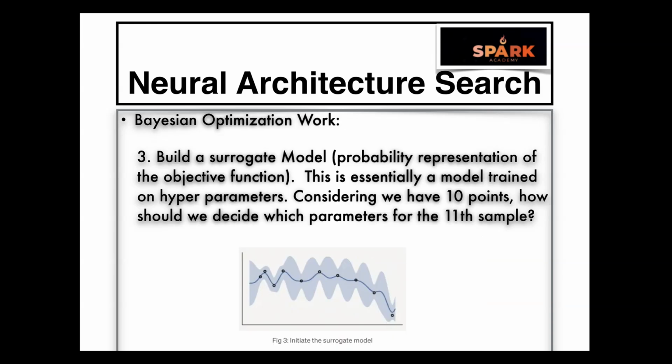Now in the next graph, we build a surrogate model, which is nothing but a probability representation of the objective function. This is essentially a model trained on hyperparameters. Considering we have 10 points, how should we decide which parameter to use for the 11th sample? So now our quest is, even if we have a surrogate model, how do we decide which parameter to use for the 11th sample, right?